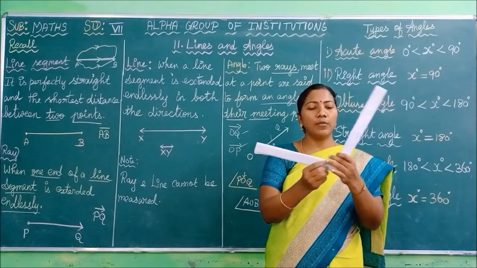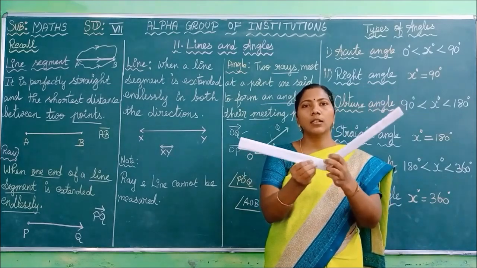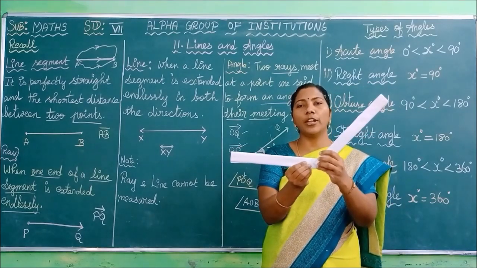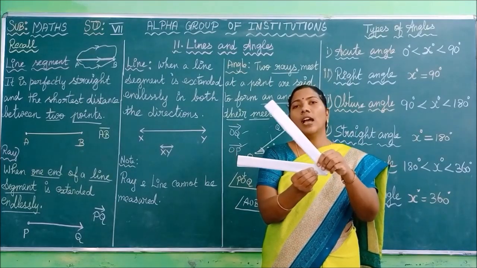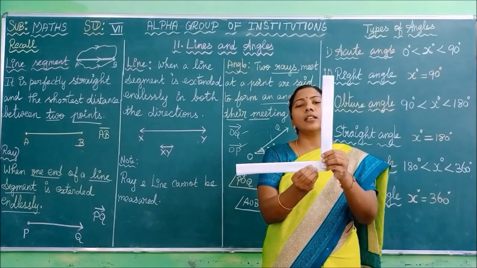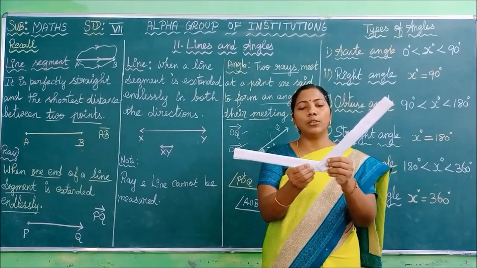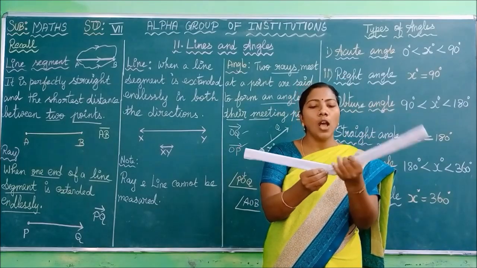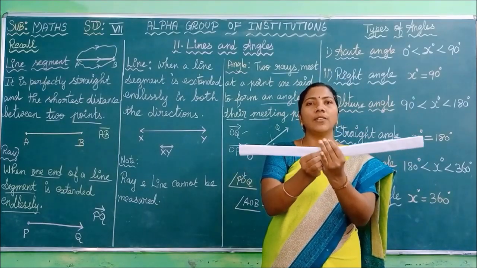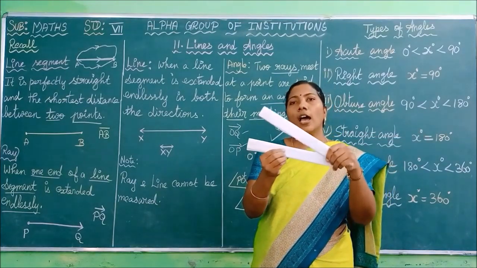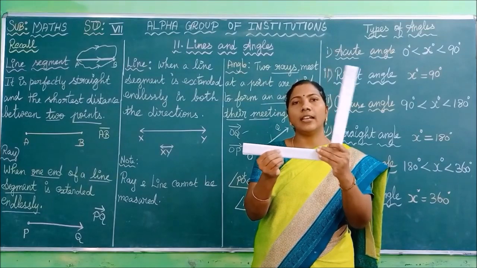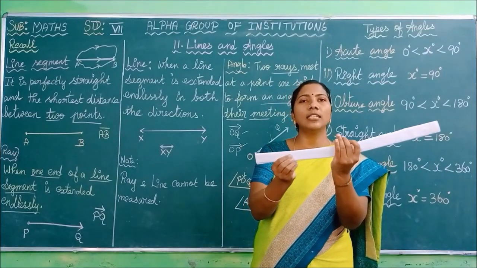Now, what type of angle is this? It is an obtuse angle. We understand, children, this is an obtuse angle. This is a right angle and this is an acute angle. If the two rays come opposite to each other, we get a straight angle. So this is an acute angle, this is a right angle, this is an obtuse angle and this is a straight angle.